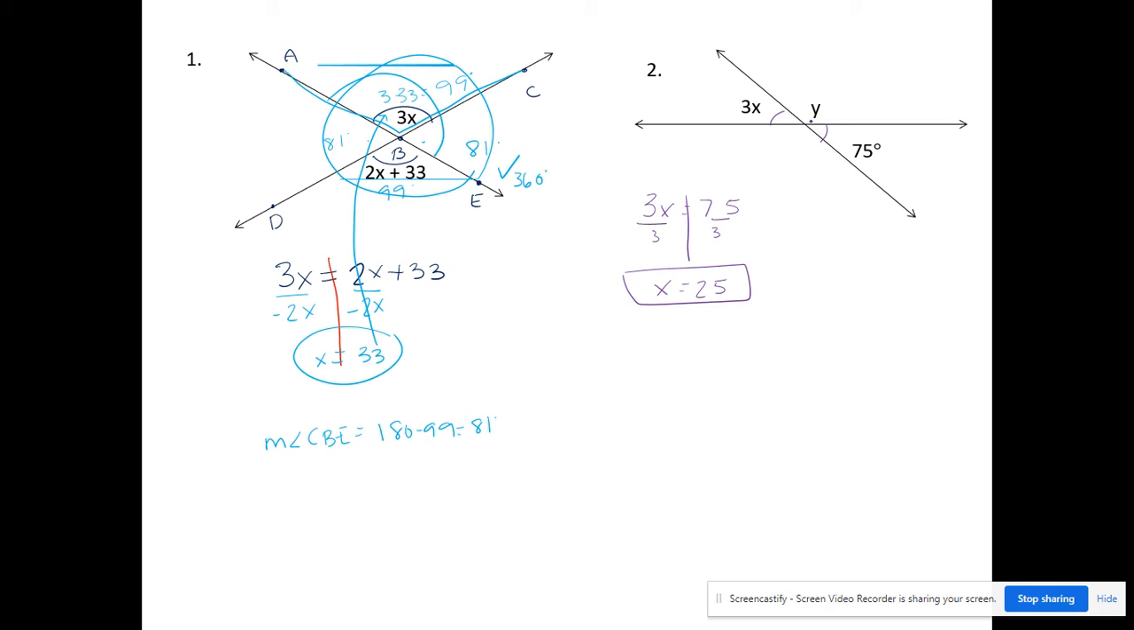Now I'm going to go back and find out the value of y. And I've actually got a couple of options here. I could plug it in and then do the supplementary, but I could also go supplementary this direction right here. So I know that y plus 75 has to add up to 180 degrees. That's a linear pair. They're right next to each other. They form a line. So I'll subtract 75 from both sides. Oops, I forgot my line. And so y is equal to 105. And so those are my two measures for x and y.